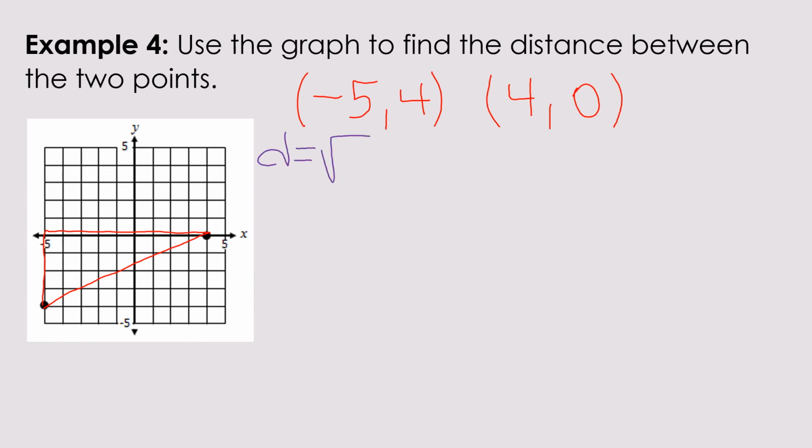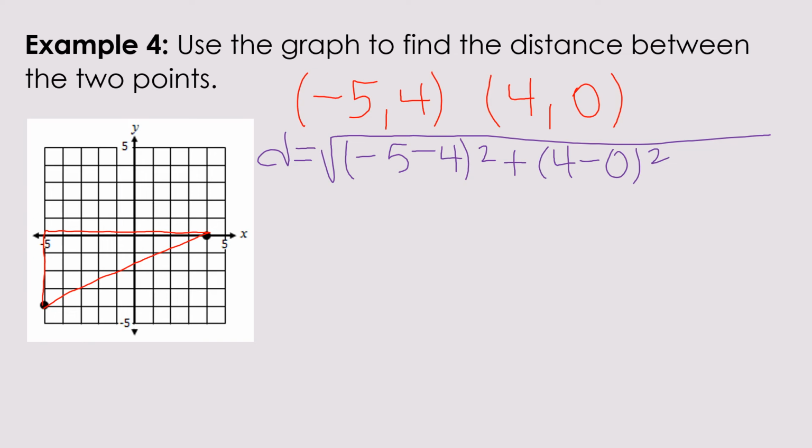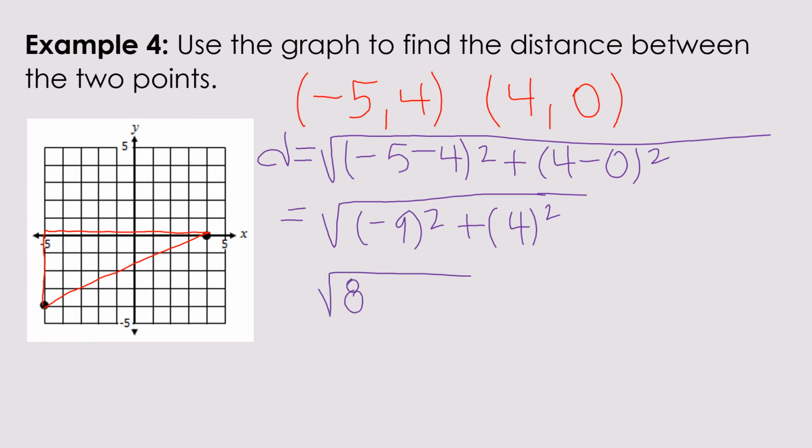So square root, let's look at our x values. They're -5 minus 4 squared, and then our y values 4 minus 0 squared. -5 minus 4 is -9 squared, and 4 minus 0 is 4, and then don't forget the square. All right, -9 squared is 81, 4 squared is 16, and 81 plus 16 is 97. So the exact value is the square root of 97. The approximate value is going to be just under 10, so approximately 9.8.